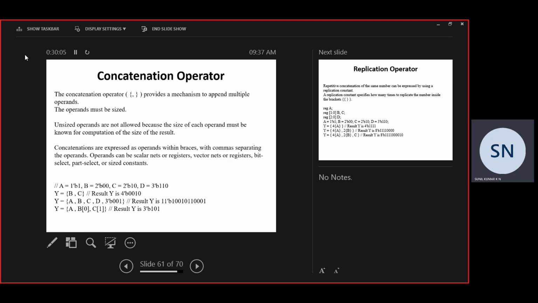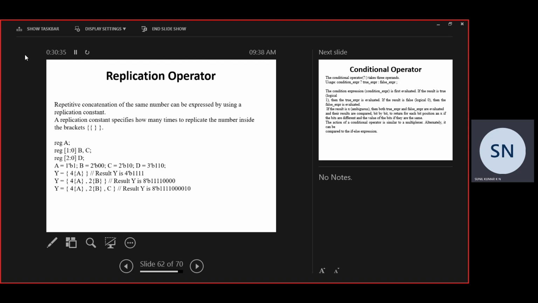In the same way here you can see A, B, C, D. Any number of bits, any number of data types can be added. Along with them, numbers can also be included within the flower bracket. It is going to concatenate those bits and then provide the result. So A, B, C, D plus 3 tick bit 001: 001 will be at the LSB and the remaining A, B, C, D will be there from MSB to LSB. So this is the concatenation.